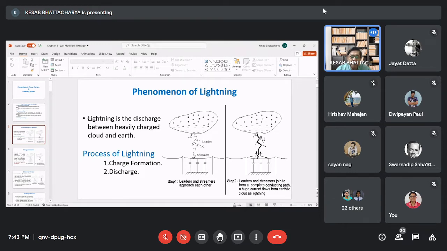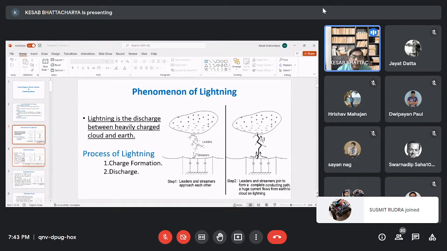If that has to be explained, we can, in a simplified manner, state it like this: lightning is the discharge between a heavily charged cloud and earth. That is the simplest way of defining what lightning discharge is. Now, the process of lightning can be divided into two categories: one is charge formation and the other is discharge.